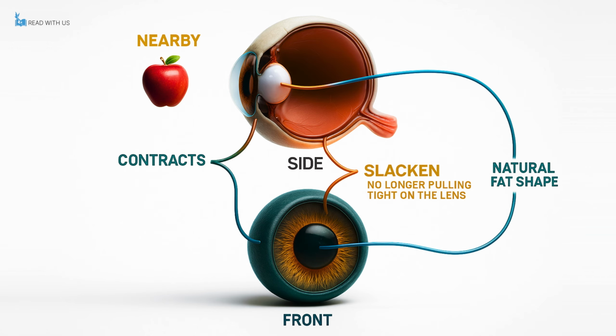When viewing a nearby object, the ciliary muscle contracts inward toward the lens, which causes the suspensory ligaments to slacken and become loose. As a result, the lens, no longer held tightly, springs back into its natural fatter shape, enabling it to bend light more strongly and direct it onto the fovea for clear vision.